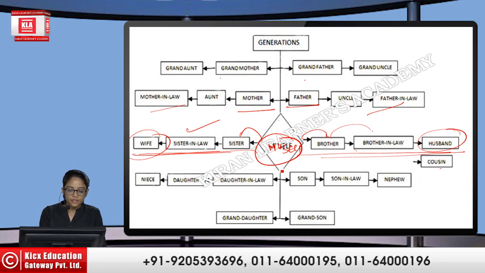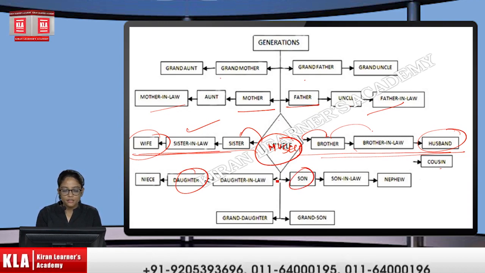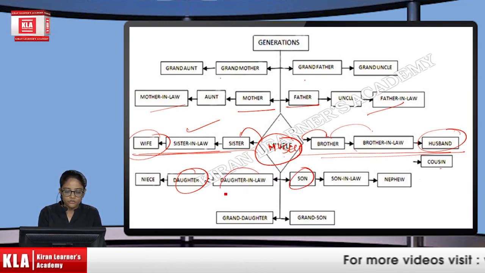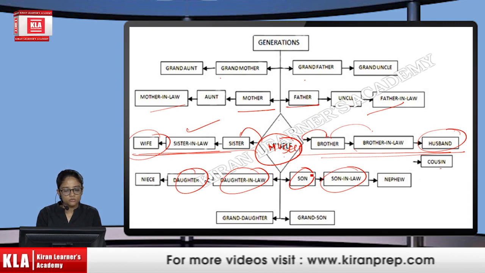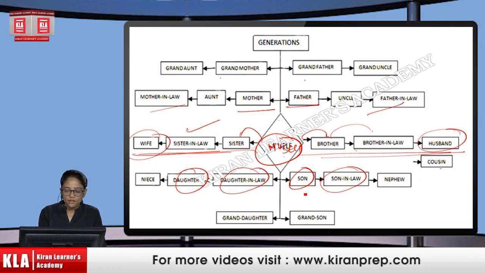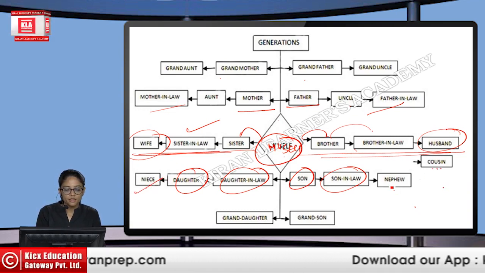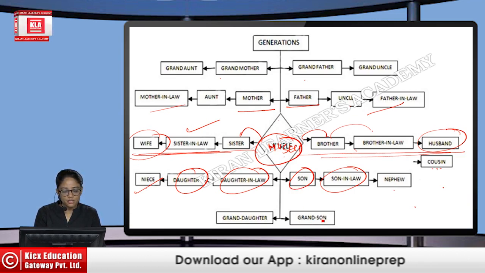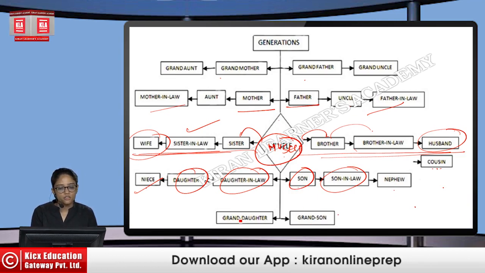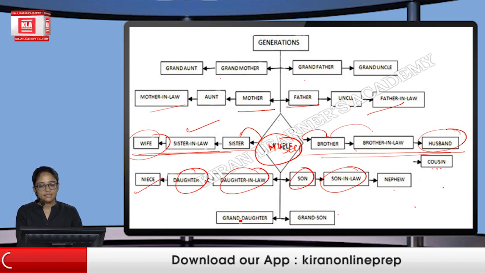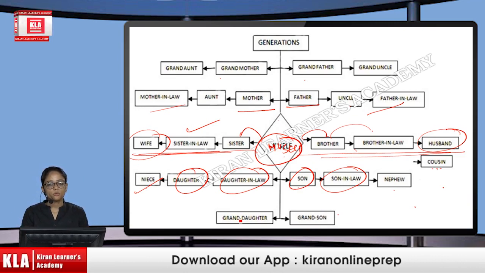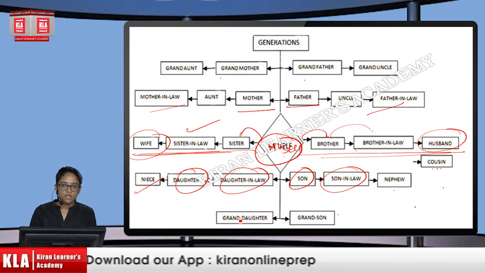And if we come one generation down, you have son or daughter. Then you have daughter-in-law or son-in-law. And then if you have cousins, sister or brother, then we will call the cousin's son or daughter niece or nephew. And if we go one more generation down, you have grandson and granddaughter. So these are the relations we have to remember while doing the questions.